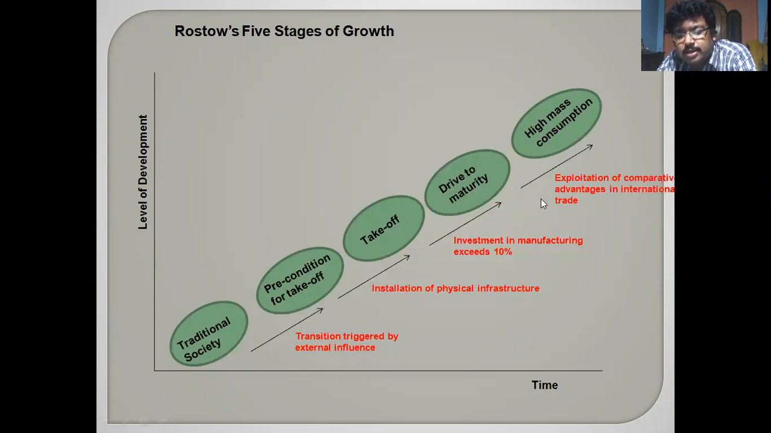Historically, you can say the United States of America were the first to reach the age of mass consumption in the 1920s, followed by Great Britain in the 1930s and Japan and Western Europe in the 1950s. Okay, so these are the five stages of Rostow's model. And what are the characteristics I have mentioned here? On the basis of these characteristics, you can differentiate the stages and you can understand these stages in a better way.